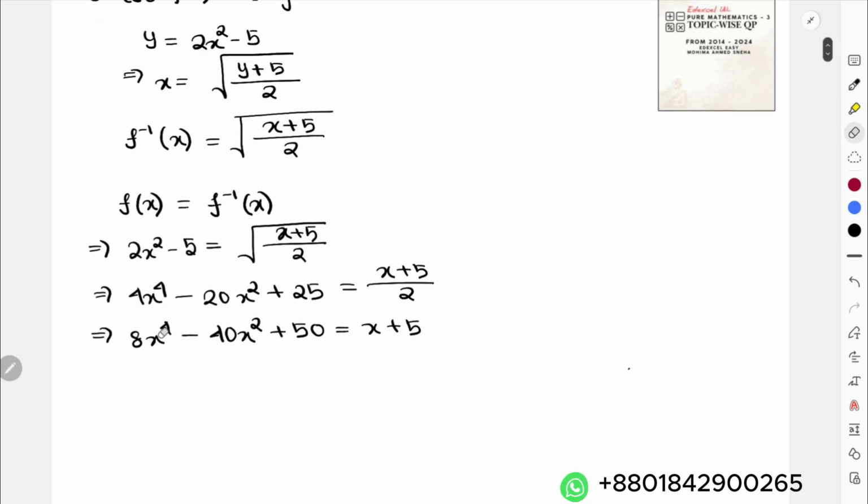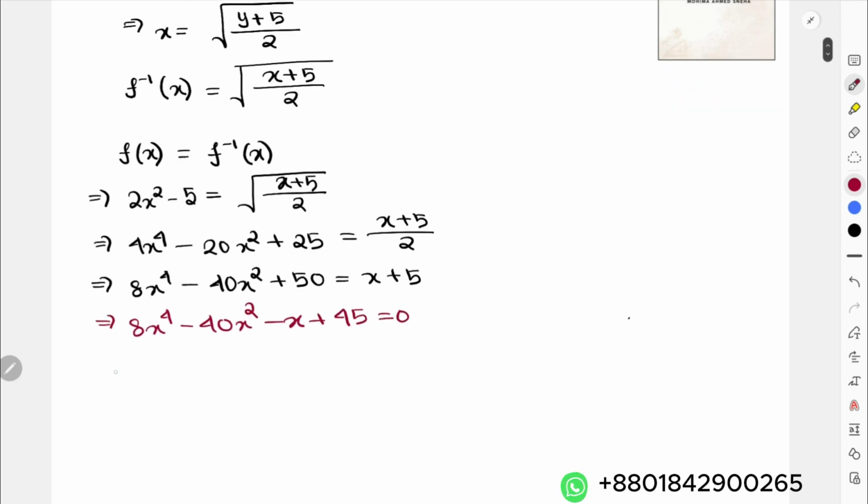Now, trying to solve in this way actually leads you to an equation like this: 8x^4 minus 40x^2 minus x, and 50 minus 5 is just going to be positive 45, equals 0, right? So over here, if I want to solve this, I have to solve it like this: x^4, 0x^3, 40x^2, and then minus x, and then plus 45. This is a very long equation to work with.